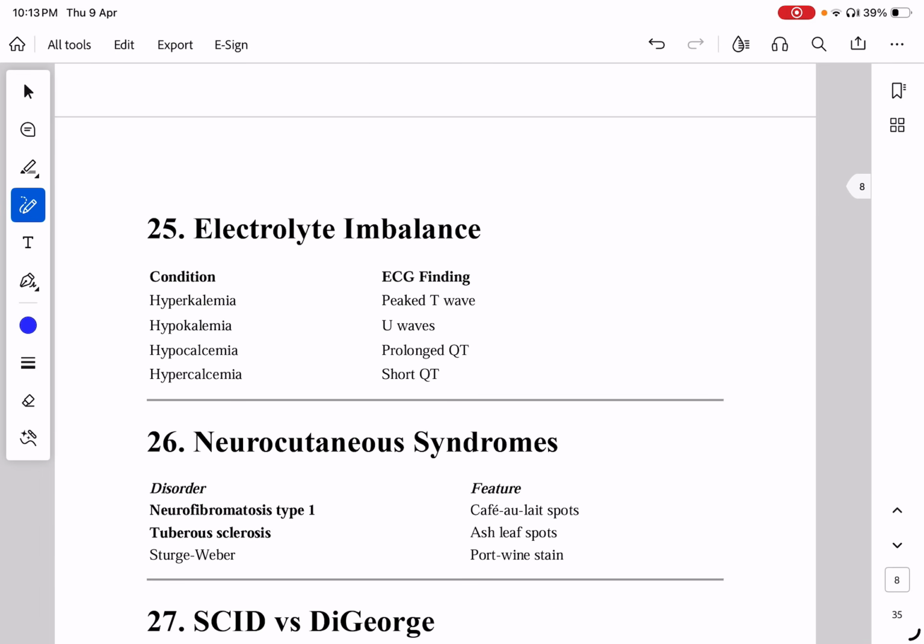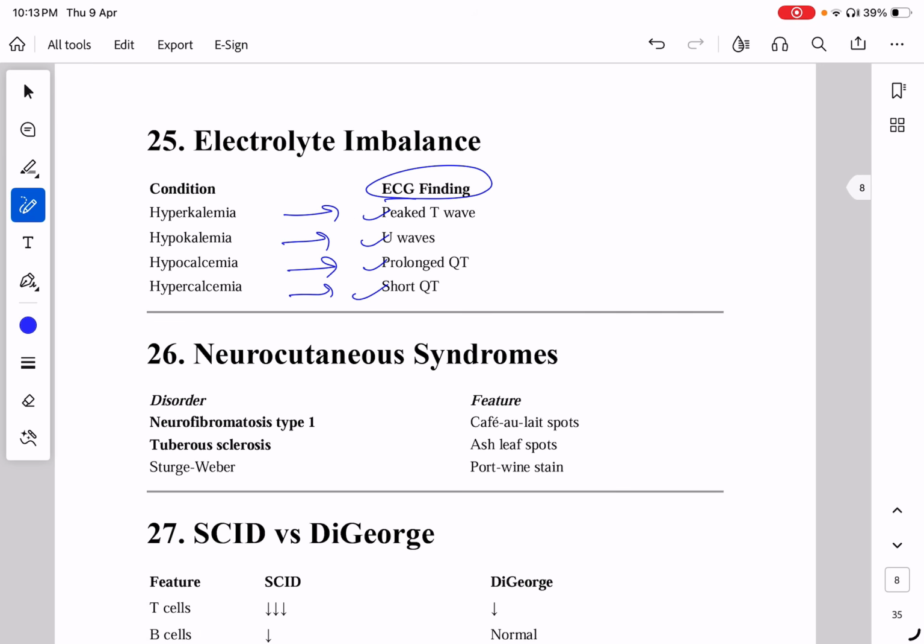Electrolyte imbalance. Hyperkalemia: what ECG findings are seen? Peaked T waves. Hypokalemia: U waves. Hypocalcemia: prolonged QT interval, and hypercalcemia: short QT interval.